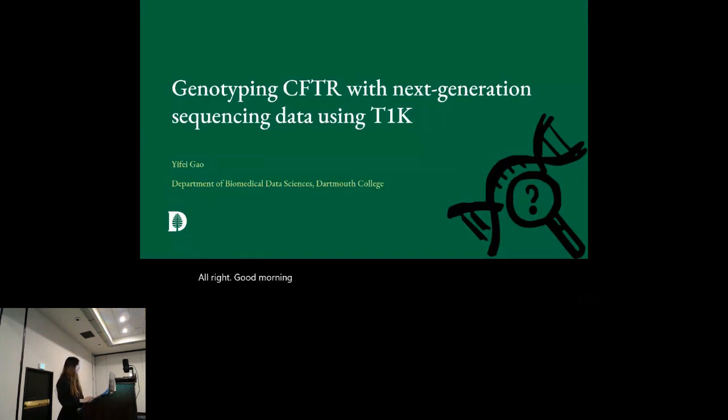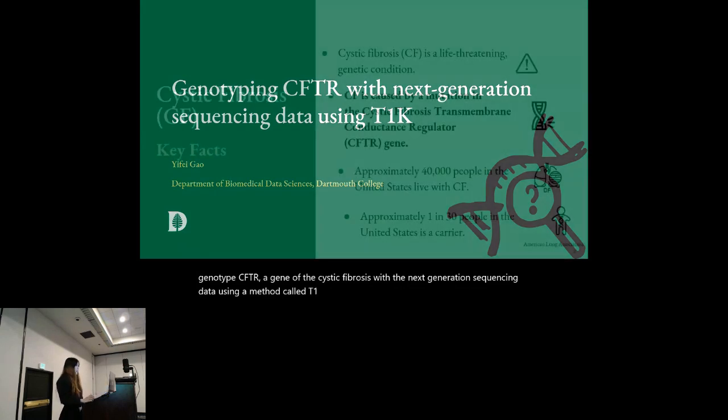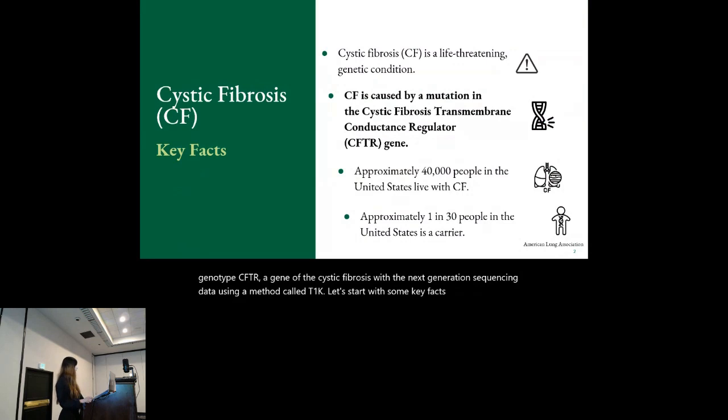It is my pleasure to be here to introduce how to genotype CFTR, a gene of cystic fibrosis, with next generation sequencing data using a method called T1K. Let's start with some key facts about cystic fibrosis.